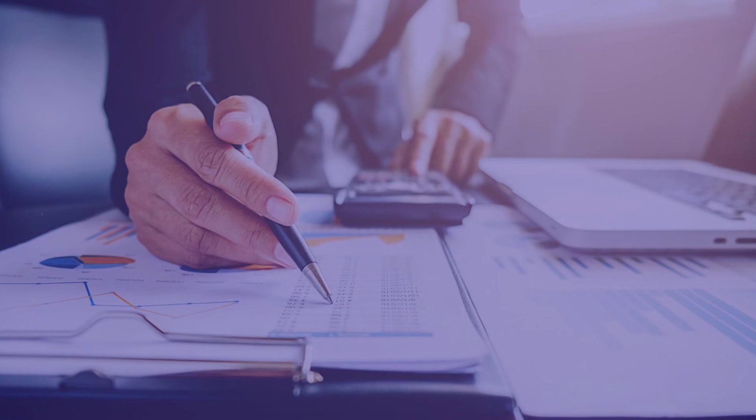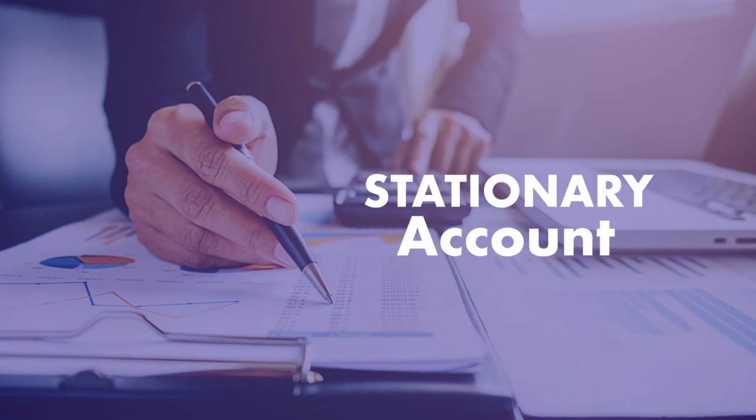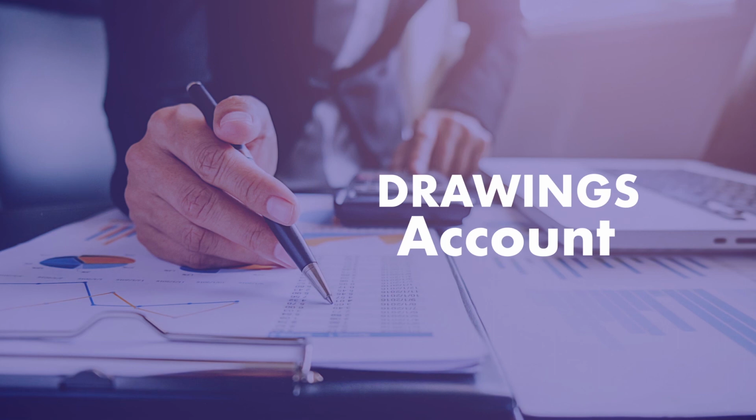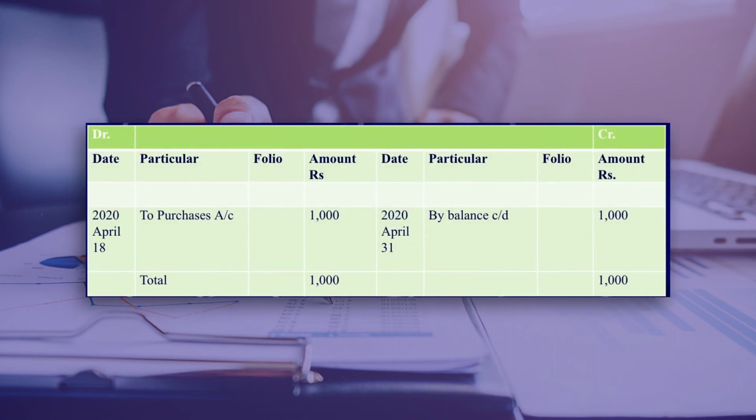Next one is stationery account. Here you can see that the total of the debit side is rupees 100 and here there is no balance, it is nil. So, in order to balance the stationery account, we use "by balance c/d" 100 rupees. Drawing account. Here you can see in the debit side a total of 1,000 rupees, but in the credit side it is nil. So, the balance is 1,000 rupees. We will use the words "by balance c/d".